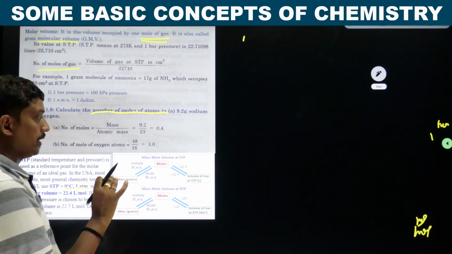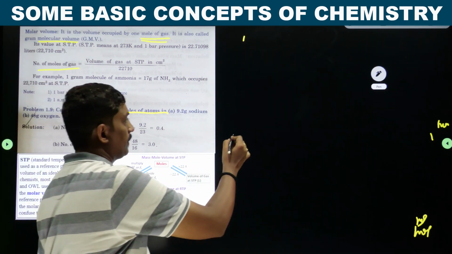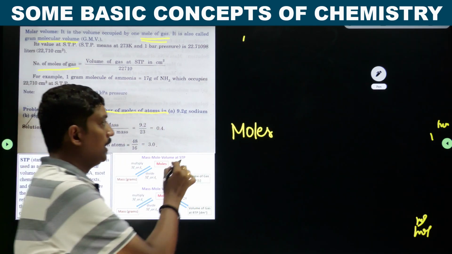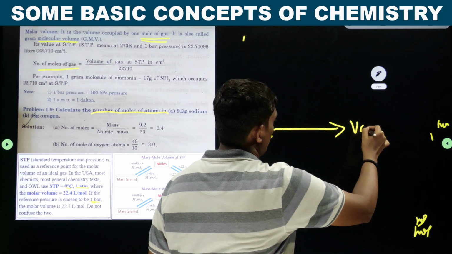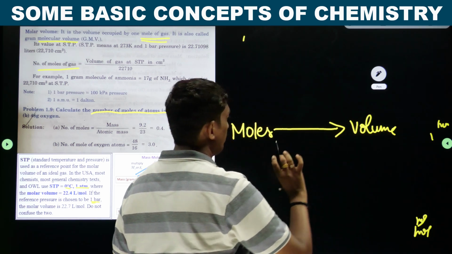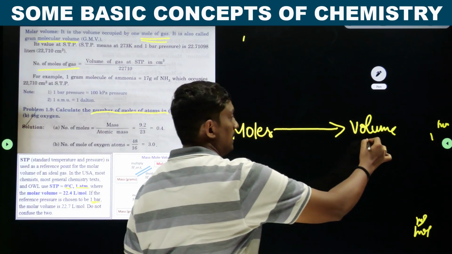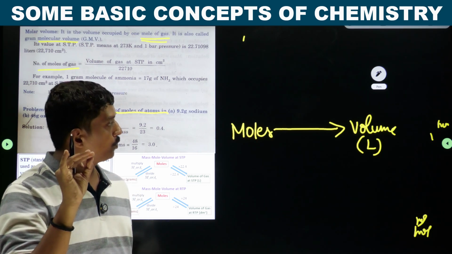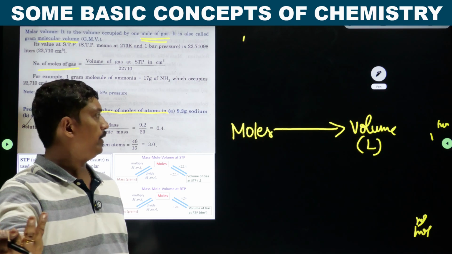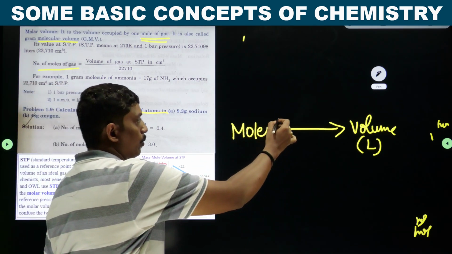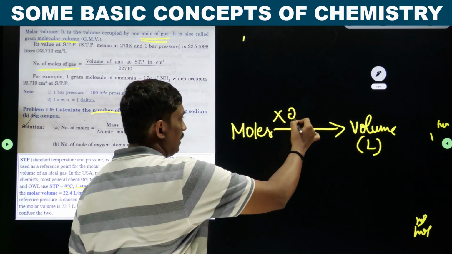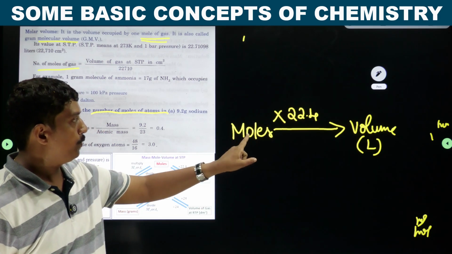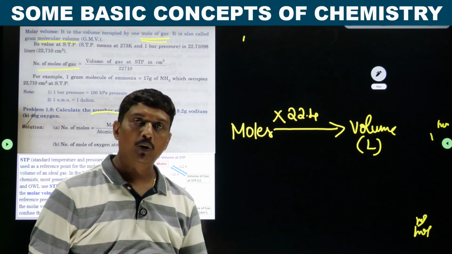So how do we convert moles into the volume of a gas? They have given the number of moles, and it should be converted into volume, that is the volume of gas in liters. What should be done? Very simple. This number of moles should be multiplied by 22.4. If you multiply the moles by 22.4, it converts into volume. Very simple.